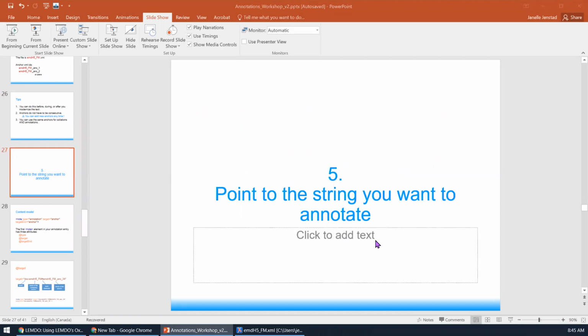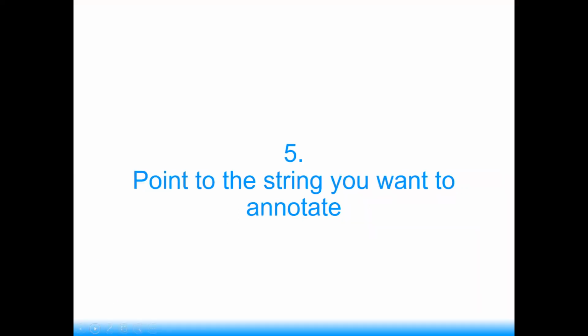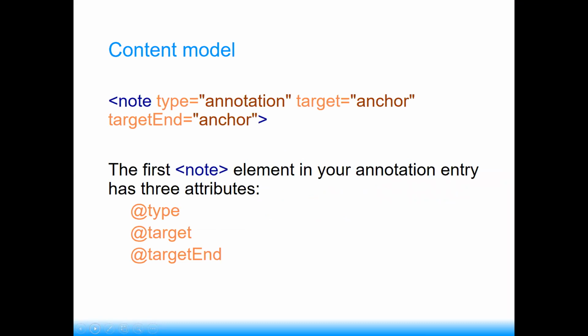Point to the string you want to annotate. So once we've put those anchors in place, we need to have a way of pointing to them from other documents. So here is the content model for the note. The anchors go in your modern text. The notes are going to go in another file, which we're going to call the annotations file, and we will make one of those files shortly. The content model for a note in that annotations file is note type equals annotation.